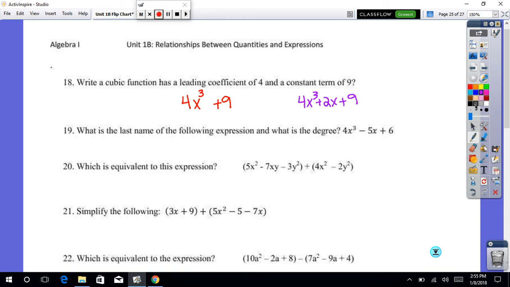You could have the x squared in there somewhere: 4x cubed plus 6x squared plus 2x plus 9. As long as it meets the parameters of a leading coefficient of 4 and a constant of 9, and it's a cubic function, then any of these will work.